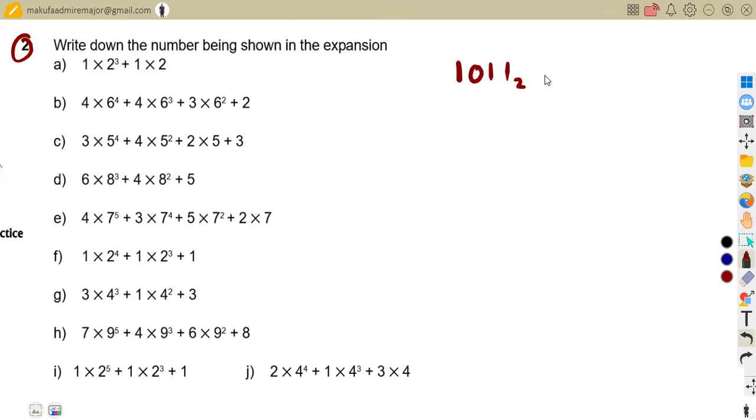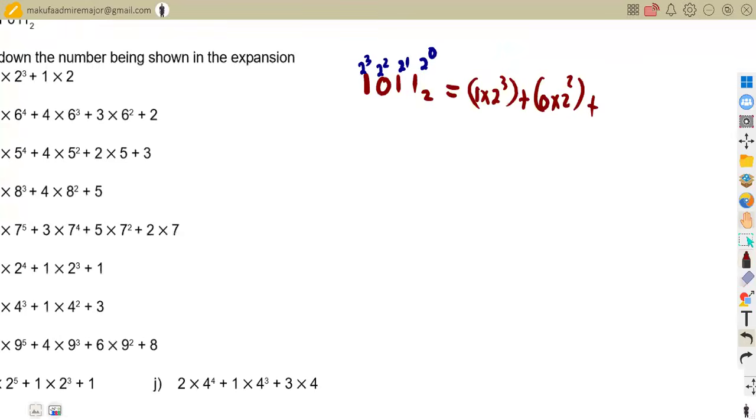When we were expanding, we would take the base 2 and write 2 to the power of 0, 2 to the power of 1, 2 to the power of 2, 2 to the power of 3. That is what it was doing. We multiply our numbers: 1 times 2 to the power of 3 plus 0 times 2 to the power of 2 plus 1 times 2 to the power of 1 plus 1 times 2 to the power of 0. That is how we are expanding.